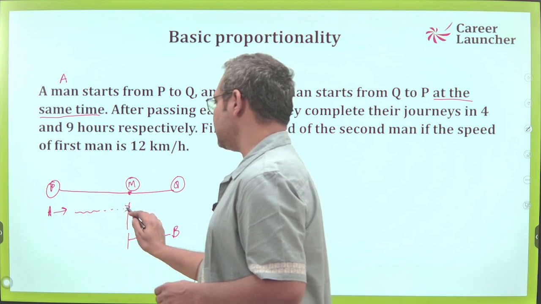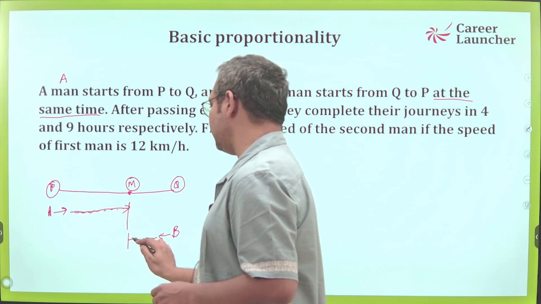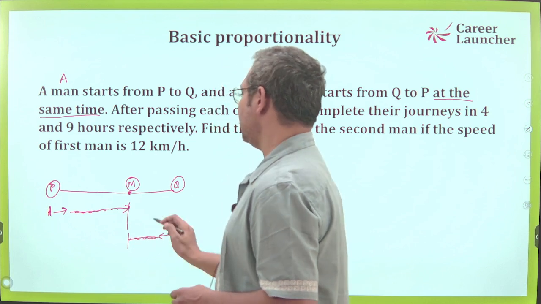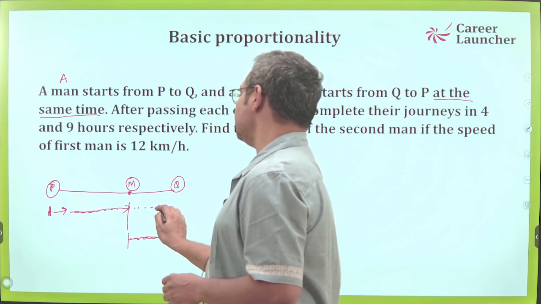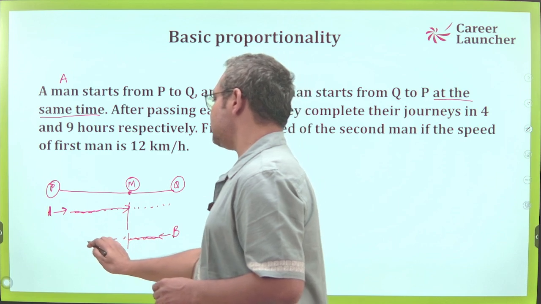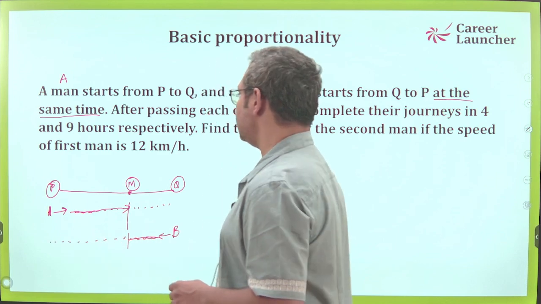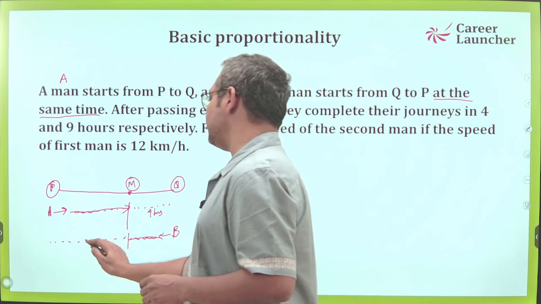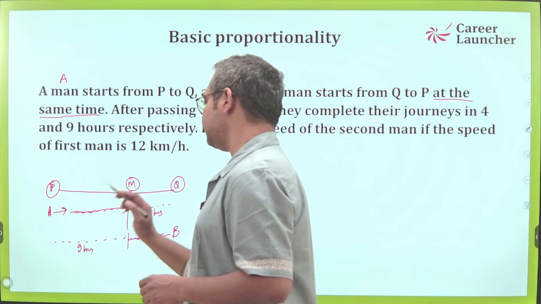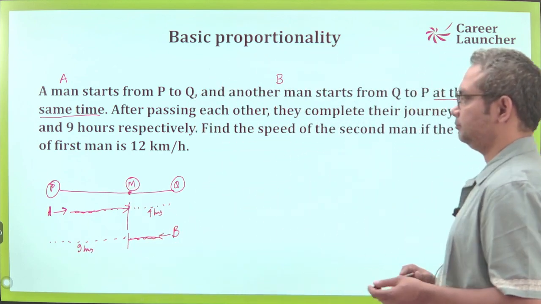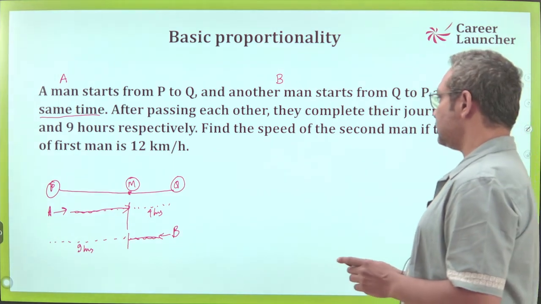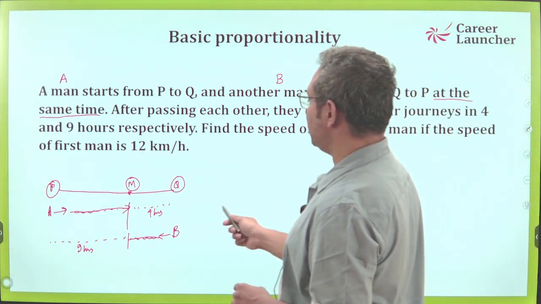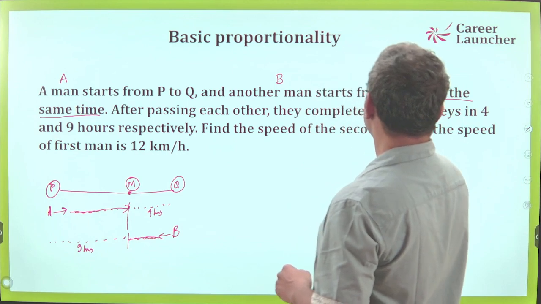Obviously, since they are meeting, that means A and B have reached this point at the same time. A continues, B continues, they reach the opposite ends. A takes 4 hours for this, while B takes 9 hours for this. Okay, that's what is given. Now, what else is mentioned? Find the speed of this B guy. Second man means B. We have to find the speed of B.